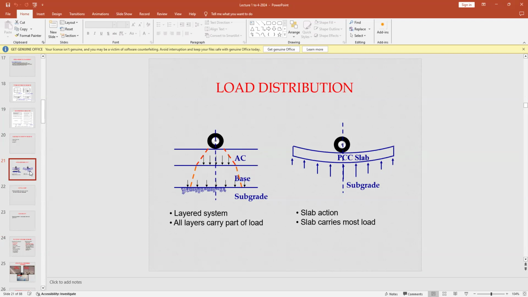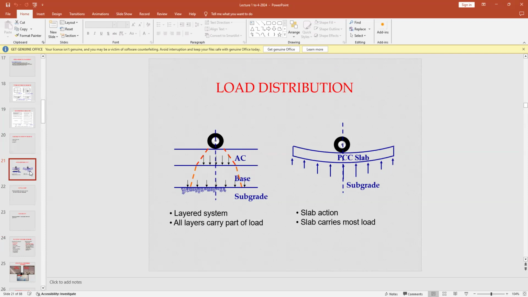The load is compensated partially by the asphalt layers and then the base layer. While if you look at the right-hand side, this is a rigid pavement. It's a PCC slab, and you can see the whole slab is bending. It's just like a beam structure in which you apply the load at the center and there is a deflection at the bottom of the base. So we call this slab action, and the slab carries most of the load.